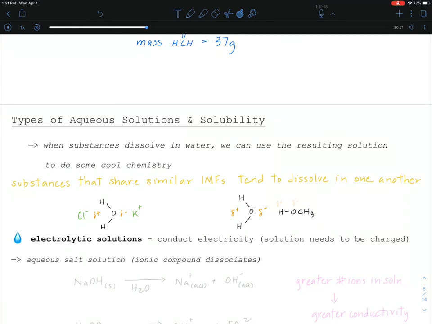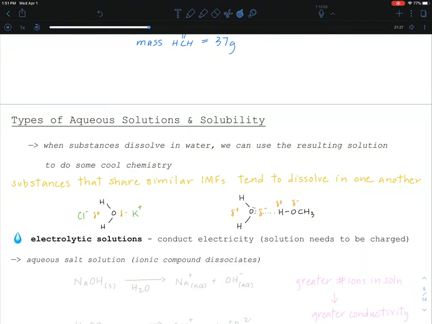There's a partial positive charge, not a huge one, but there's a dipole moment there in that polar covalent bond, and we're going to create a hydrogen bond between the lone pairs of electrons on the oxygen and that partially positive hydrogen atom.